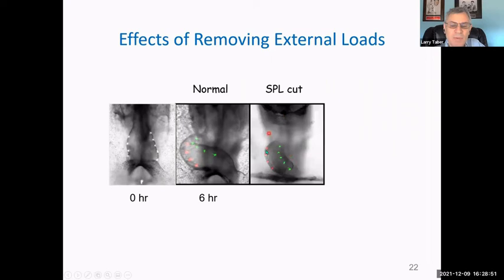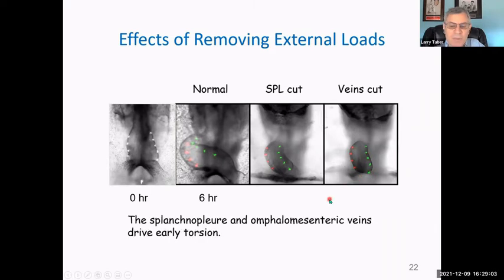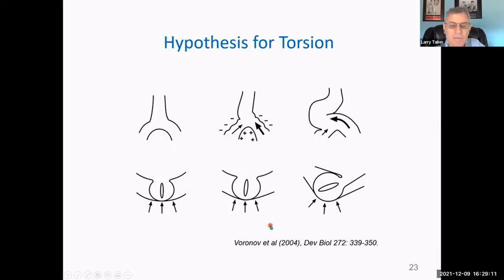Then the splanchnopleure is removed from over the heart, and the labels move back toward the two edges. And then the two veins were cut off, and the labels return to their original locations along the left and right edges. So this simple experiment indicates that the splanchnopleure and these two veins drive early torsion. So from this experiment, we proposed this hypothesis for torsion. There's a schematic showing a ventral view of the heart tube up here, a cross-sectional view down here, and it shows the splanchnopleure that pushes against the ventral surface.